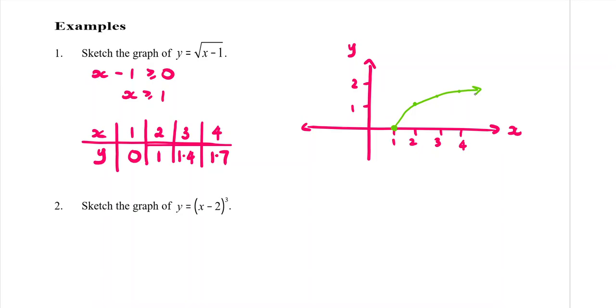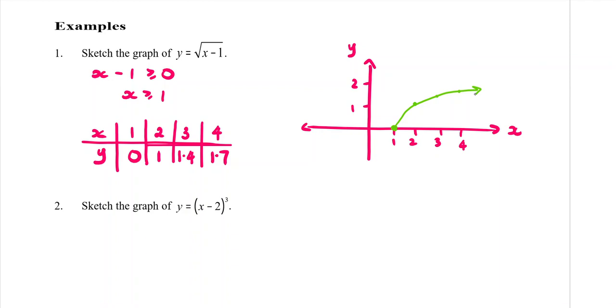Yeah? If you were going to do it without the table, the most important thing is that you find where that vertex is going to be first, because that tells you where you're starting from. And then you could just either in your head just do a few values, so you've got a few dots on there, and then as long as you know what kind of shape it's going to be, you join it up.